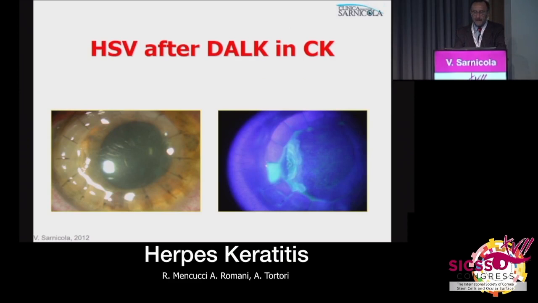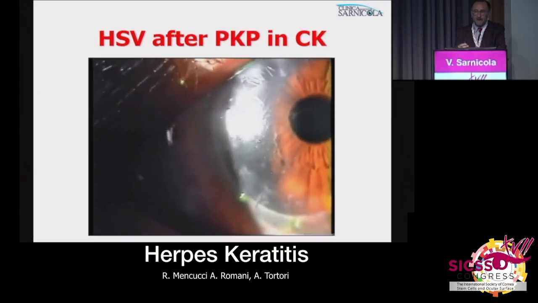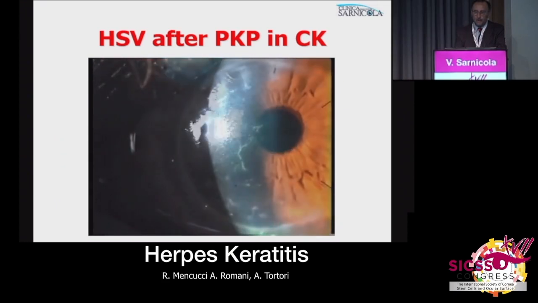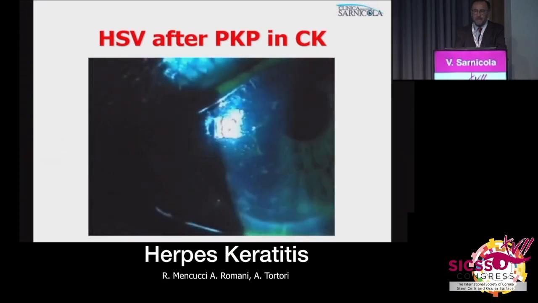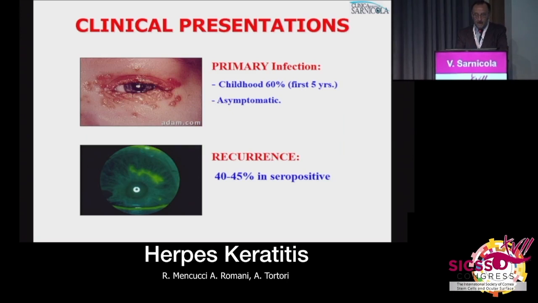This is a herpes after DALK. This is herpes after PKP. You may see that here we have a typical epithelial lesion. This isn't always the case, unfortunately, because we may be confronted with different kinds of lesion. This is after PKP and limbus transplantation from cadaver. These patients are exposed to frequent recurrences.